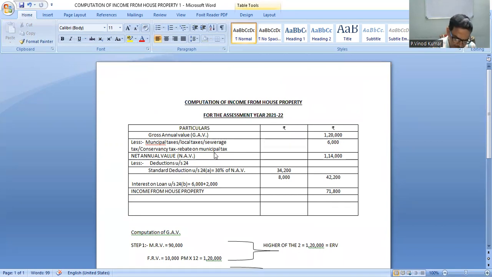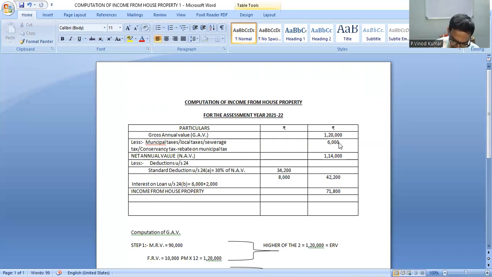These are expenses paid by the owner. Insurance, ignore it. Interest on housing loan, you can show under section 24B. Municipal taxes, now they have given municipal taxes partly paid by owner 6,000 and partly by tenant 3,000. We're taking only the owner's payment, not the tenant's payment. The owner has paid municipal taxes 6,000. We're deducting it from the GAV. Don't take the tenant's payment, right? So you'll get NAV 1,14,000, and the remaining expenses you have to ignore, right? Insurance you have to ignore, right?